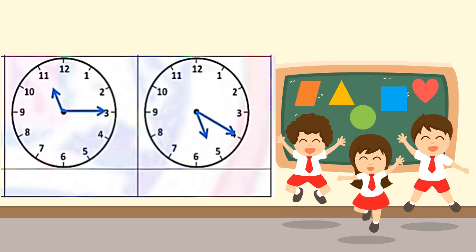Now let's read the time of these clocks. I said when we have the long hand on this side, we say past. And now to know the minutes, we count by 5. 0, 5, 10, 15. So this long hand is pointing to 15 minutes. So now how to write the time? Use the past word and then count by 5 to get 15.